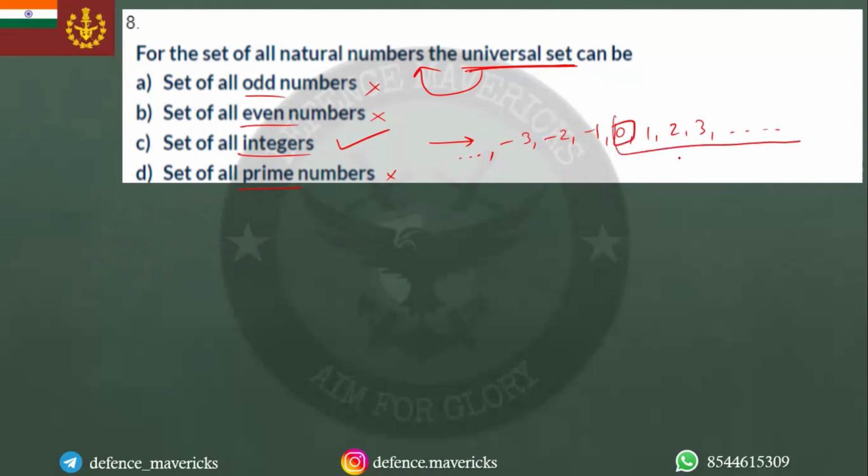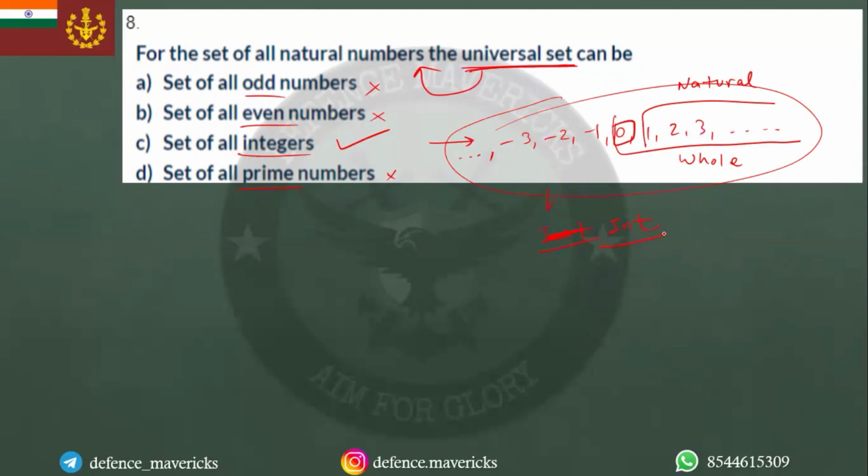From this set onwards we call them whole. From this set onwards we call them natural. And this entire thing we call them, what do we call them? Integers. Sorry. So these are the basic things.